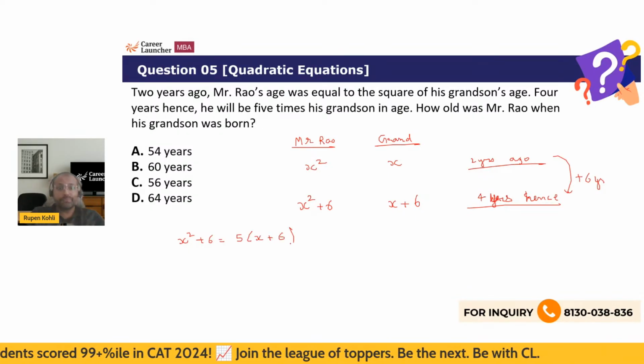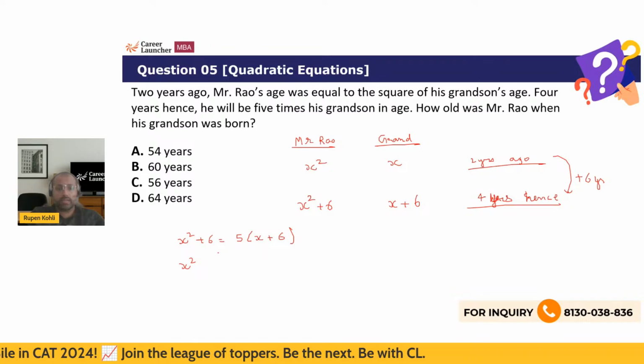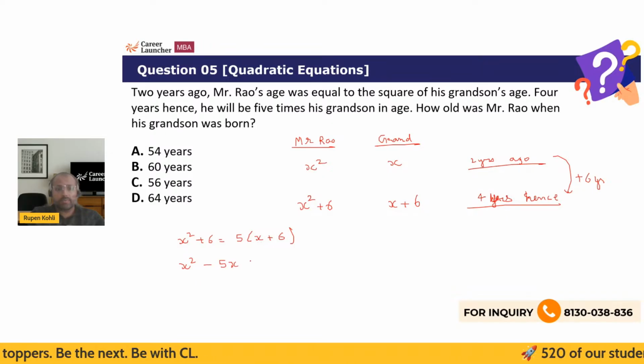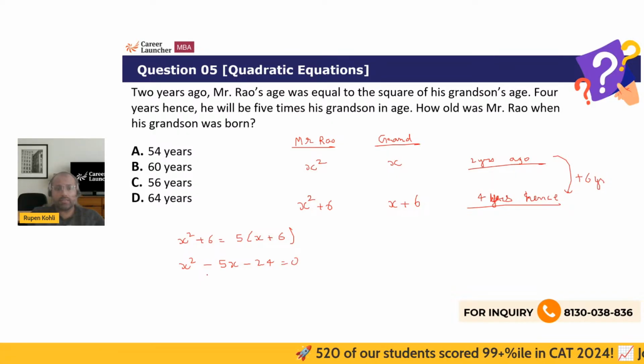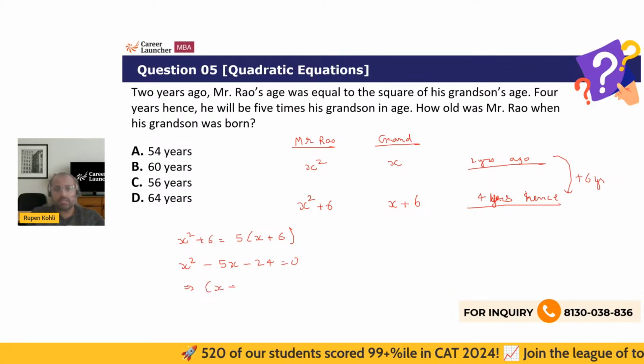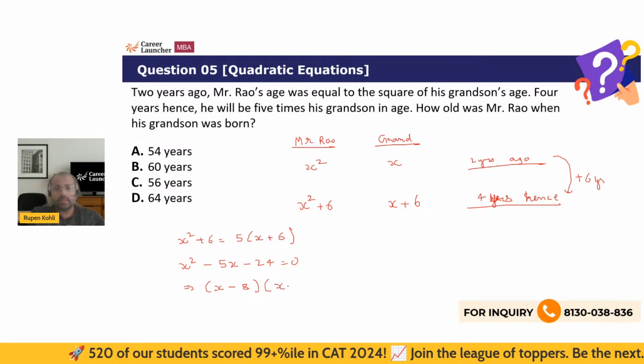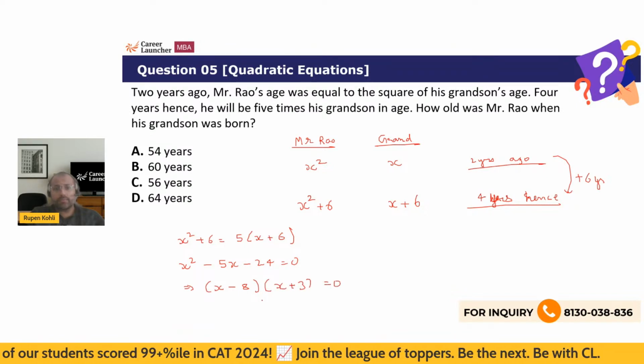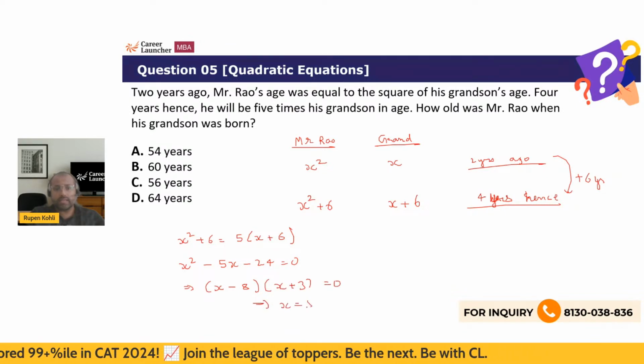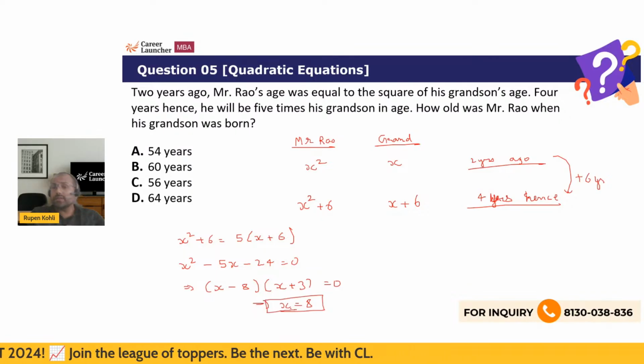We have to just solve it out. x squared, 5x comes over here, minus 5x. 30 comes here, 6 minus 30 is minus 24, equals 0. 24 is 8 into 3, and so this is very easy factorization. x minus 8, x plus 3. So x is coming to be therefore 8. x is 8. Now, answer is not the value of 8.